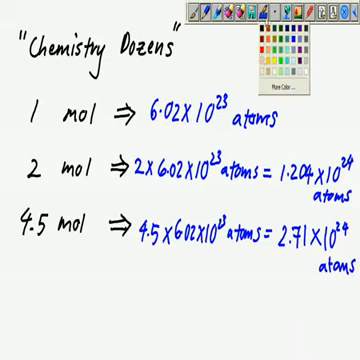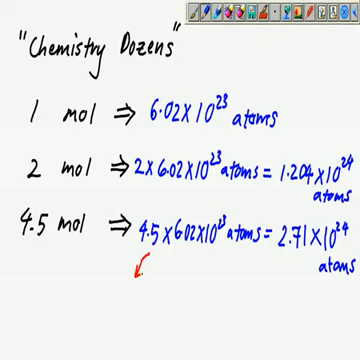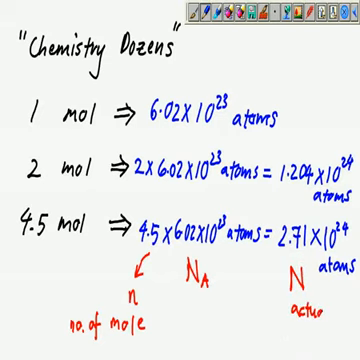Okay, so now let's label them. This is what we call the chemistry dozen, the quantity that you want. Okay, so we call it mole, number of mole. Alright, so then you multiply by the standard Avogadro's number. Okay, it's just that 1 dozen will have 12, so the standard Avogadro's number is 1 mole will have 6.02 times 10 to the power 23. And then you have the number of atoms itself, the actual amount that you get. So this is actual and this is standard.